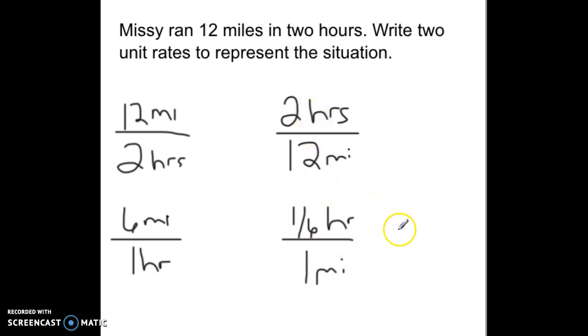If you divided this, it would be 0.16 with the 6 repeating. So hours per 1 mile. So it would take her 1/6 of an hour to run 1 mile. That's actually about a 10-minute mile. So unit rates, you simply divide. The important thing to remember are your units.